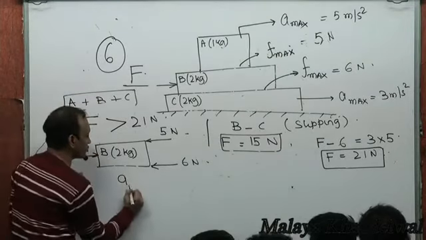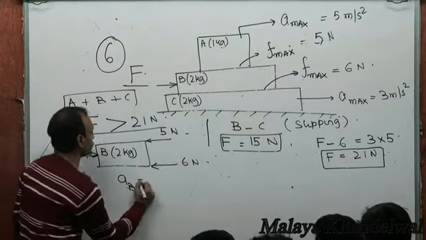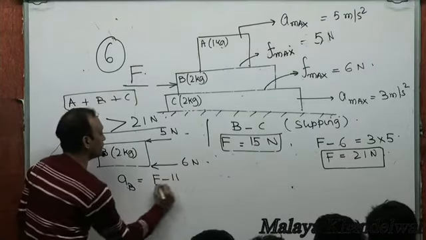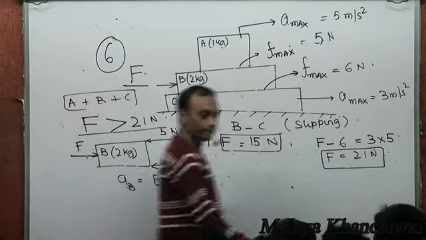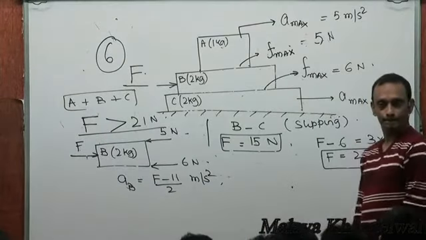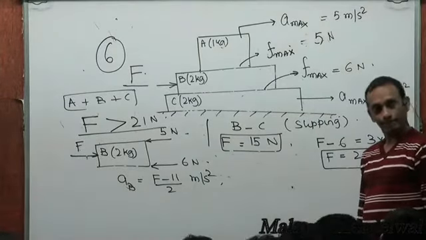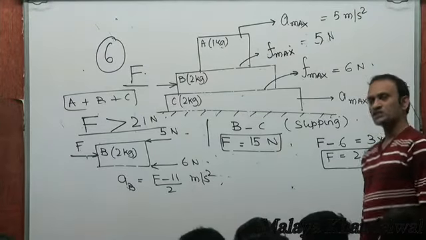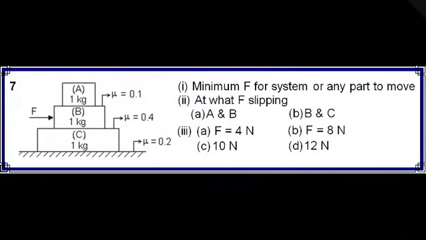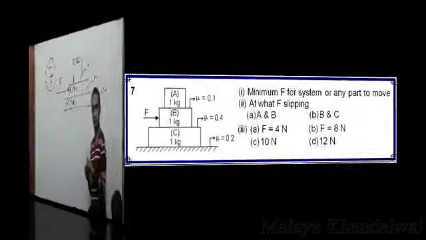Then the acceleration of B for F greater than 21 newtons is going to be (F minus 11) by 2 meters per second squared. Right? Sounds good? Okay.